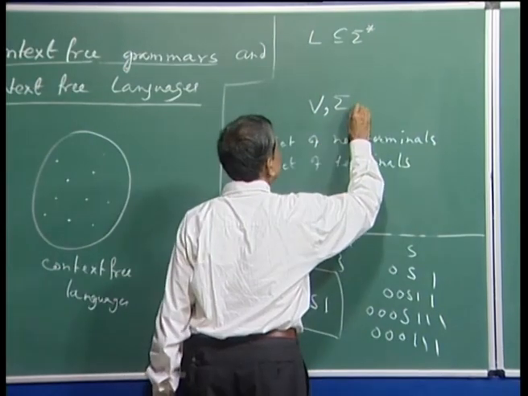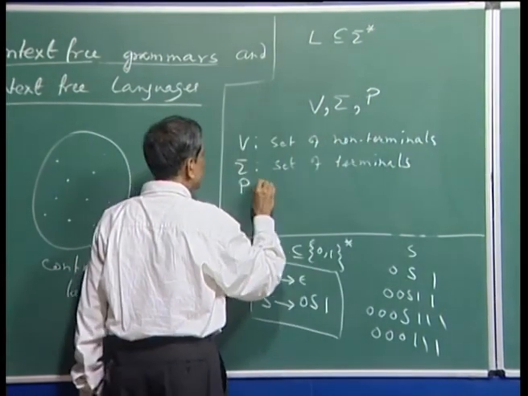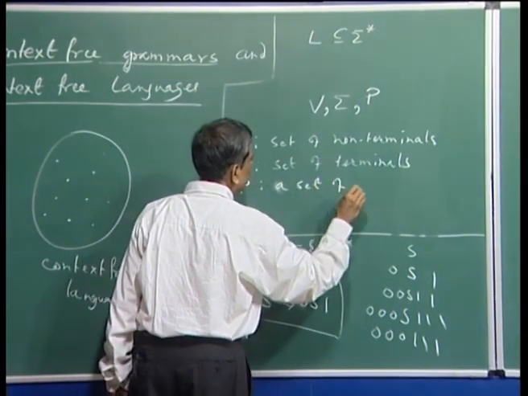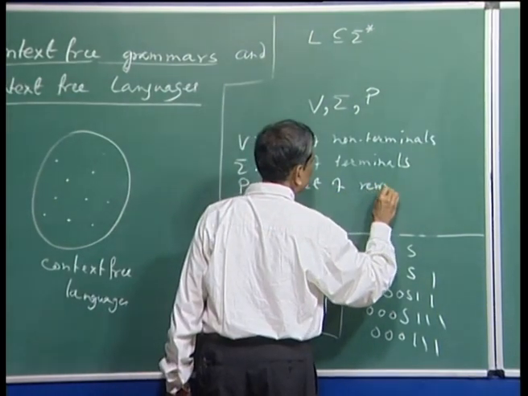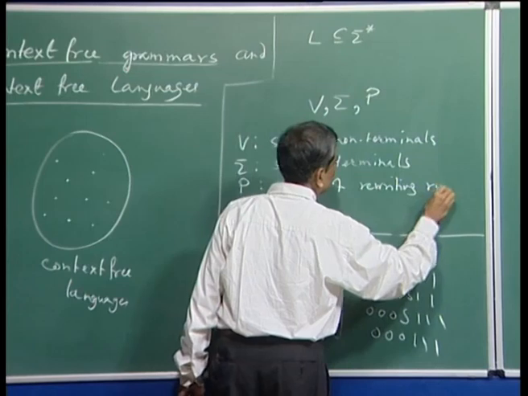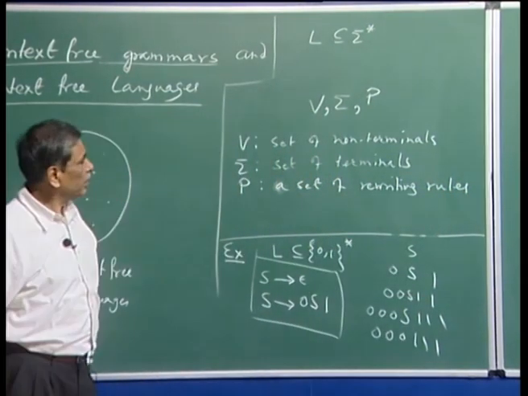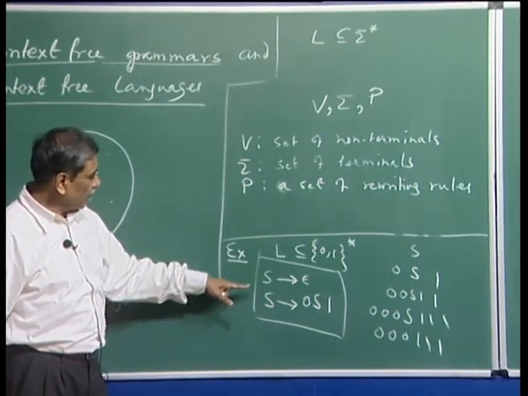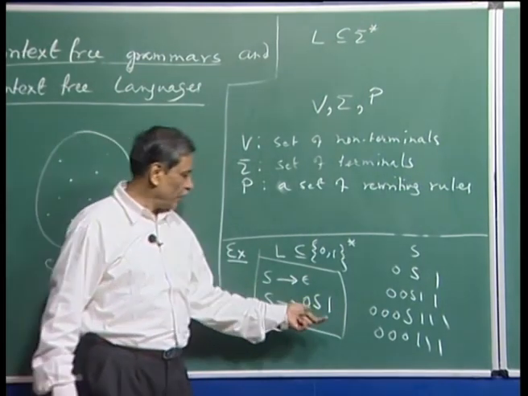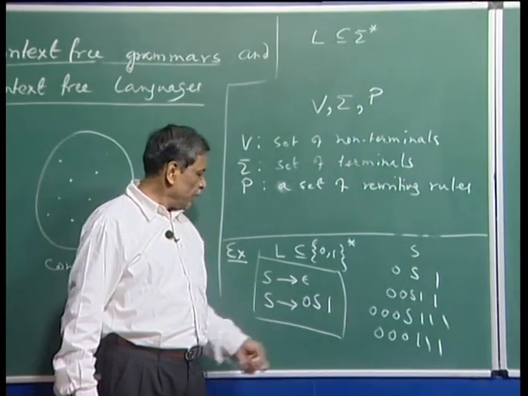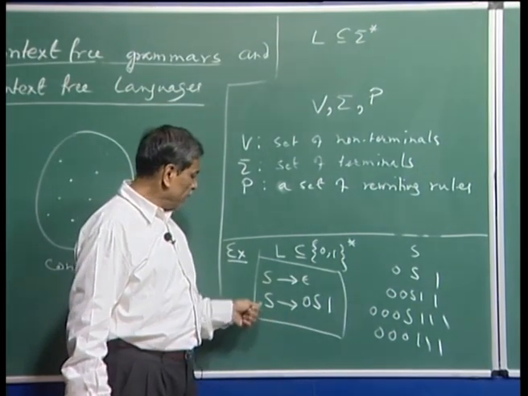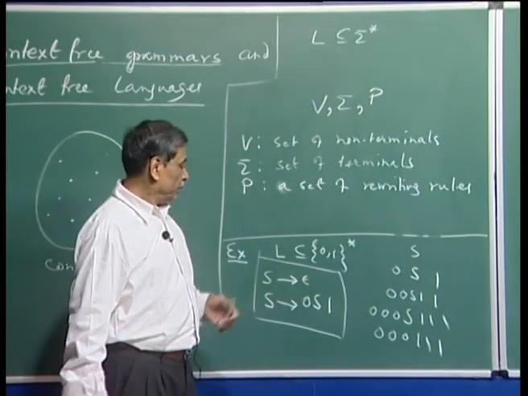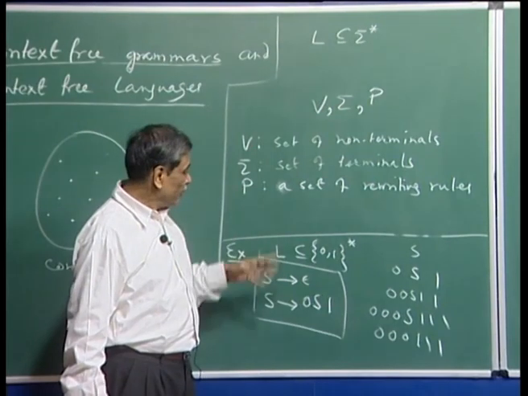So, let me say this P to be a set of rewriting rules. Right. So, in this example, I have already taken care of S, I have already taken care of the binary alphabet 0, 1, as well as these rules. Is there anything else in this example which we need to generalize for the notion of grammar?